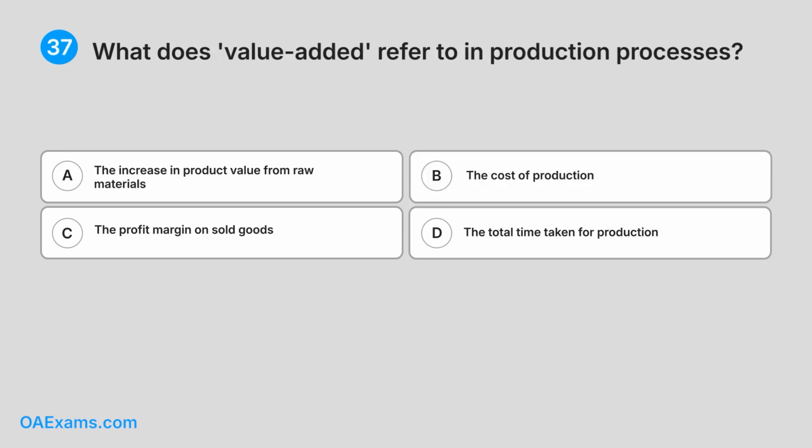37. What does value added refer to in production processes? A. The increase in product value from raw materials. B. The cost of production. C. The profit margin on sold goods. D. The total time taken for production. Do you know the answer?